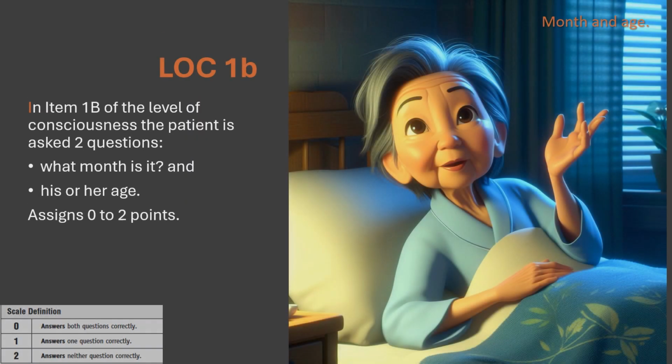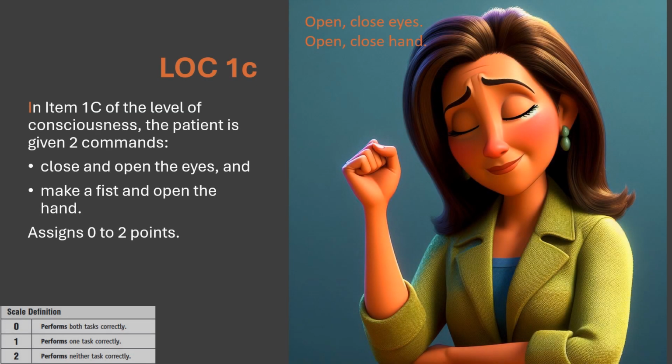In item B of the level of consciousness, the patient is asked 2 questions: what month is it, and his or her age. Assigns 0 to 2 points. In item C of the level of consciousness, the patient is given 2 commands: close and open the eyes, and make a fist and open the hand. Assigns 0 to 2 points.